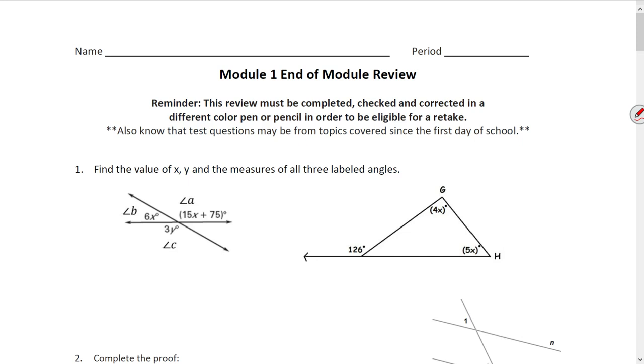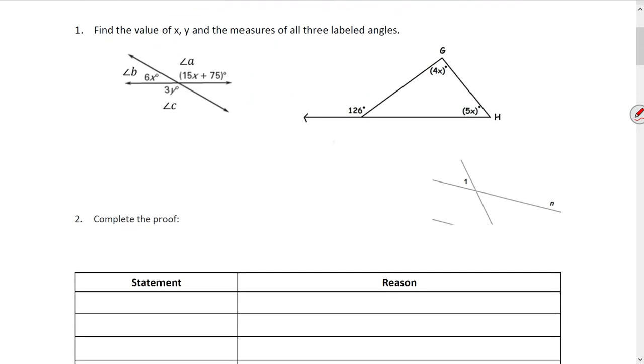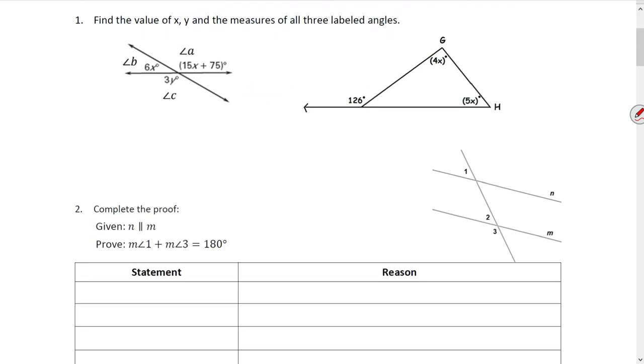So with that in mind, assuming you've already tried all these problems and you've done your best and you still can't figure it out, let's start with these problems. In number one, we want to find the value of x, y, and the measures of all three labeled angles. Looking at the left problem, I want to write an equation with only one variable. I look at the x here and the x here, and I think, how are these two angles related? Well, they're a linear pair, and we learned a long time ago that linear pairs add up to 180. So I know that 6x plus 15x plus 75 must equal 180 because they're a linear pair.